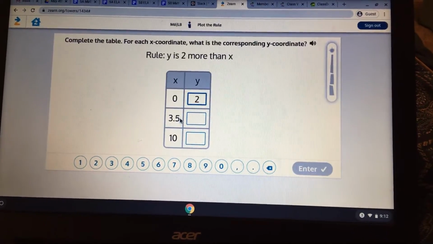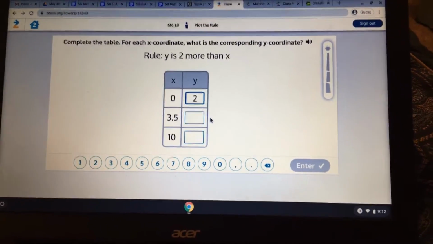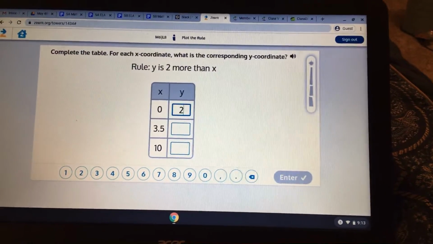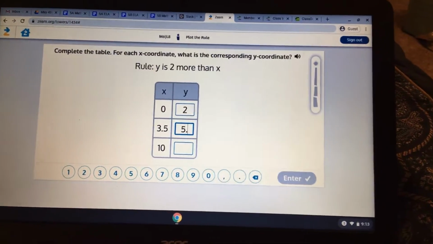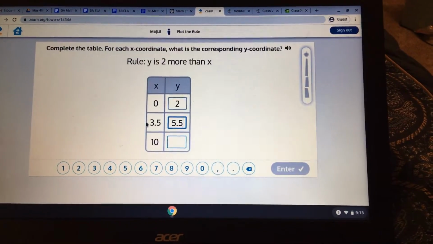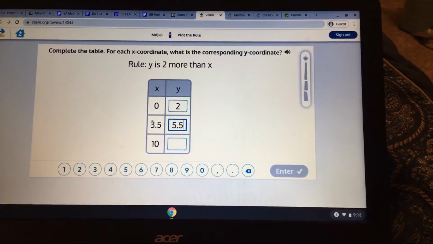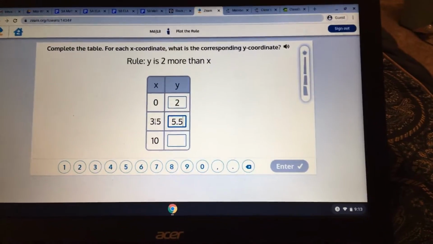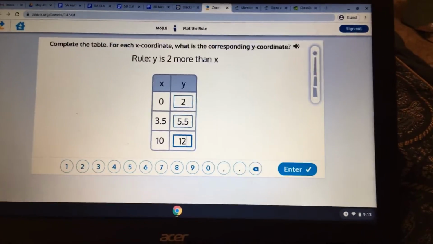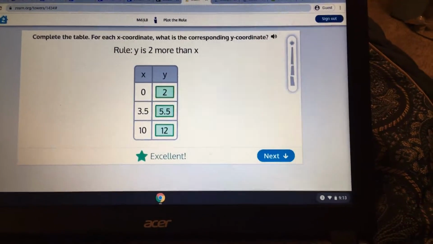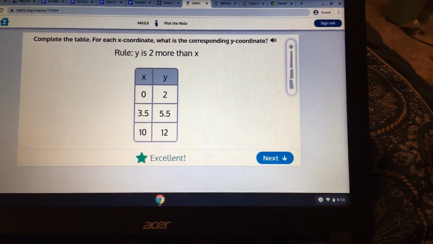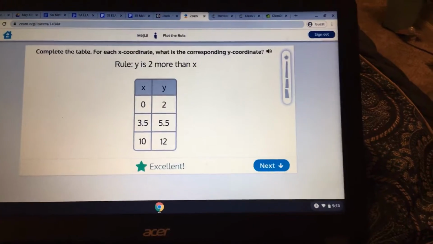Here, x is 3.5, so we add 2 to that. 3, 4, 5. We get 5.5. The 0.5 doesn't change here. We're simply adding 2 wholes to our whole number here. The decimal will stay the same. And then our last one, add 2 to 10, we get 12. So that rule is pretty simple. They do get a little bit more complex, but you have to start simple and build on that skill into something more complex.